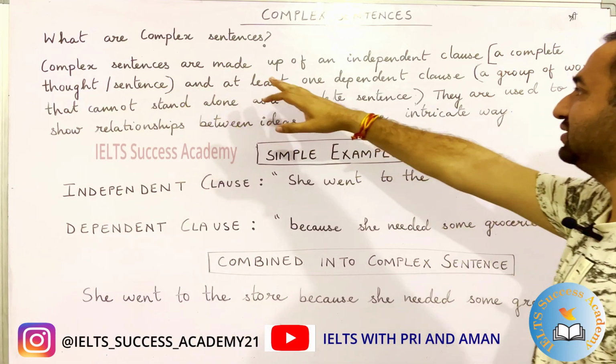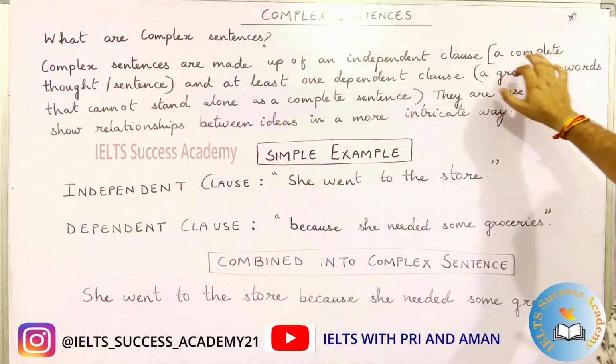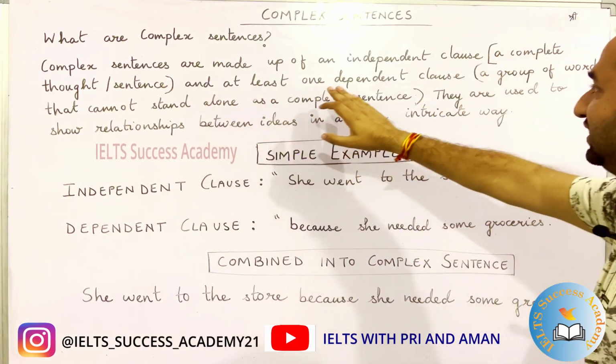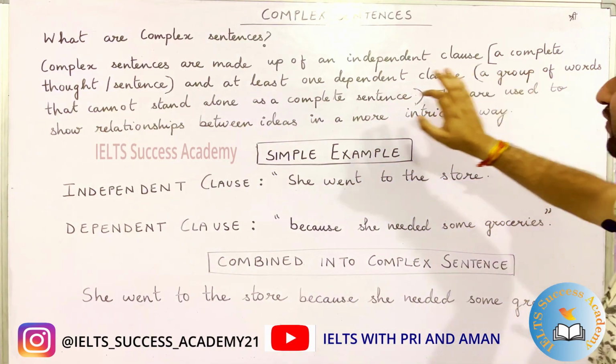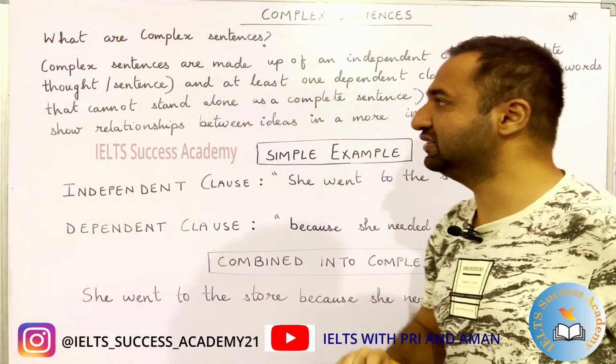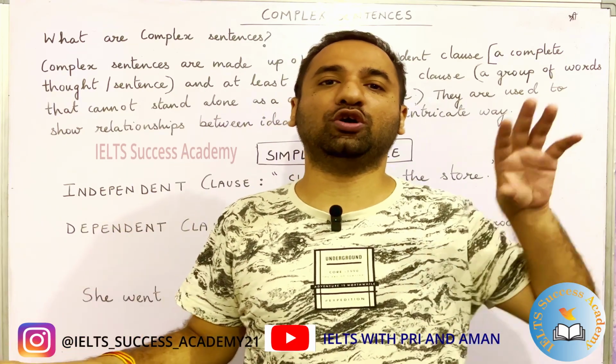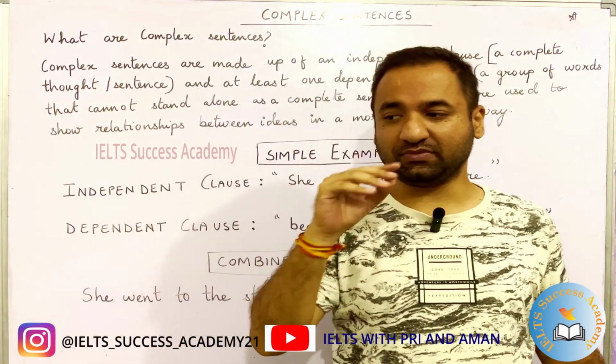Complex sentences are made up of an independent clause, a complete thought or sentence, and at least one dependent clause, a group of words that cannot stand alone as a complete sentence. So, basically, a complex sentence is made up of an independent clause and a dependent clause.